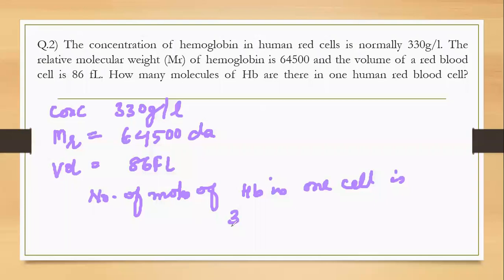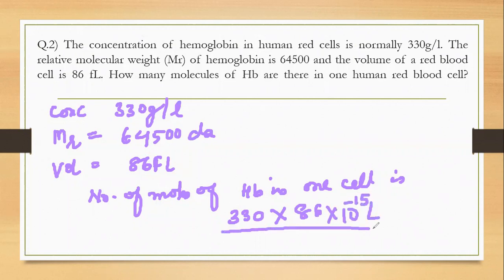Okay, you take the concentration over here, that is given as 330 gram per liter, multiplied with volume, that is 86 into 10 raised to minus 15 liter, divided by its molecular weight, which is given as 64500. So how much are you getting? If you calculate, it's very simple, just cancel all the numbers. So this and this both can be cancelled by using the number 3.